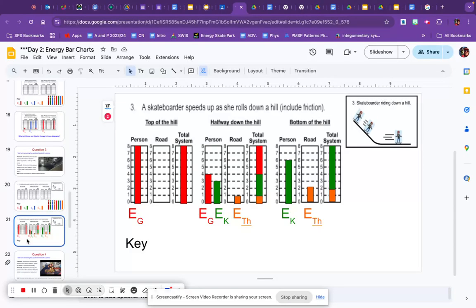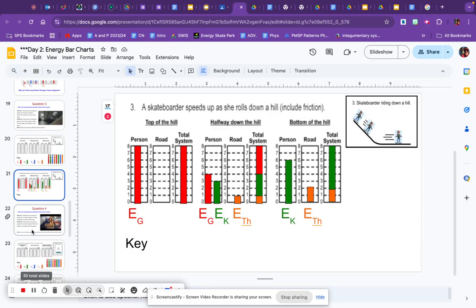So a skateboarder speeds down the hill, and the person at the top had gravitational potential, a total of 8 credits, or 8 units, and then 8 units total system. When the person was halfway down, it had about 4 potential, and then we had some kinetic and a little bit of thermal, and you add all that up, it equals 8. When the person was at the bottom, they had kinetic and they had some thermal.